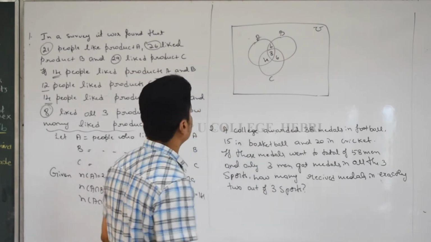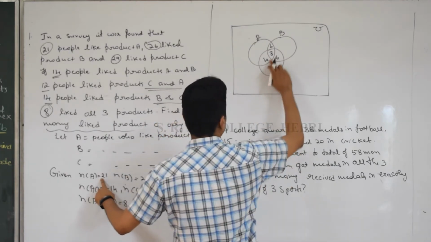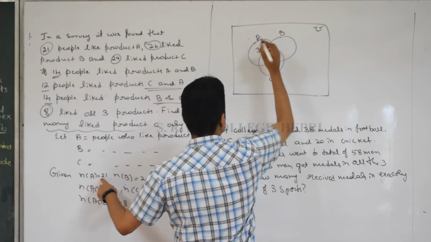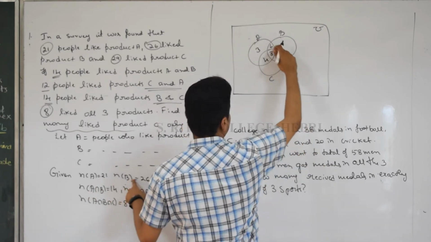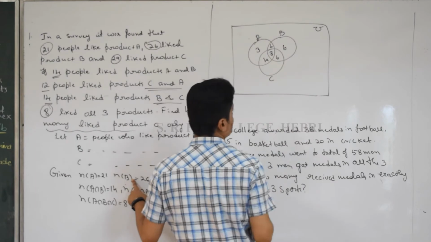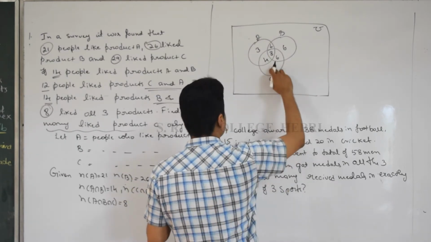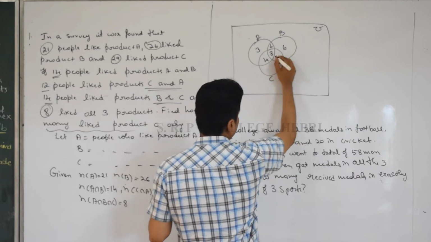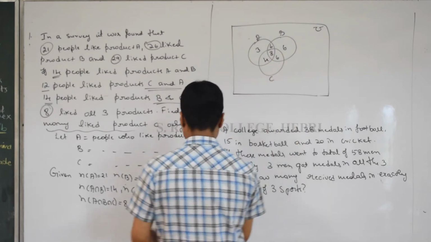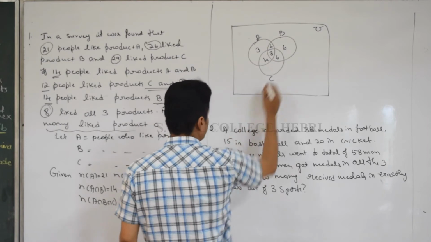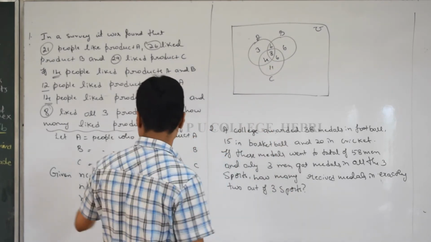Correct? Yes. Next, n of A is 21, here it is 18, so only 3. 26, 12, 20 means 6. Correct? Yes. Next, n of C is 29. Here it is 18, so 10 plus 18, and 29 should come. To make 29, 11 is needed.